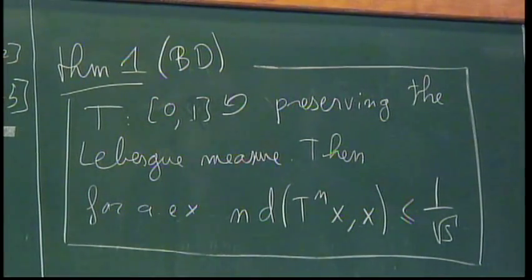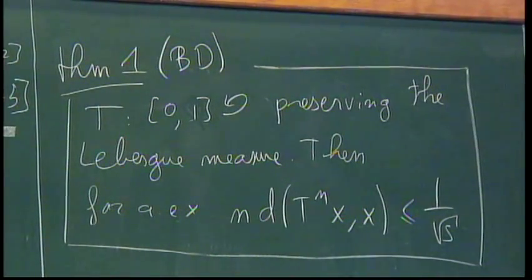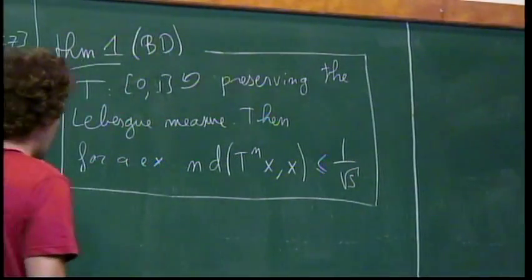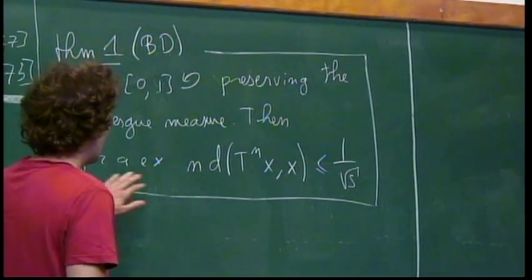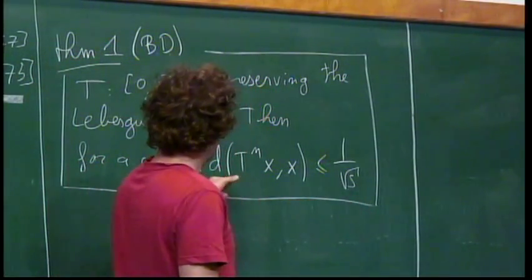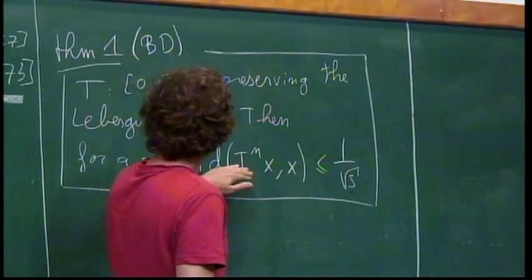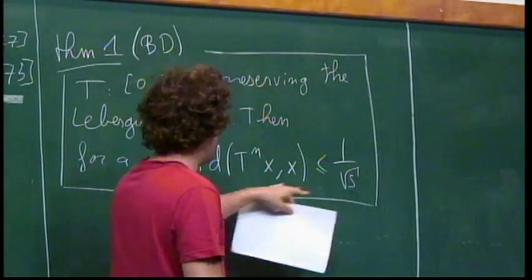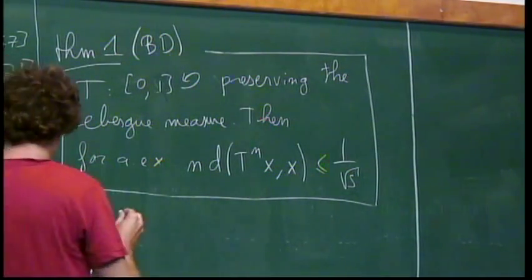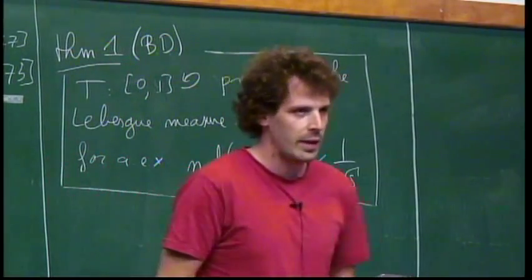And so this is an interesting phenomenon. We do not know anything more about what values can be achieved for any measurable map, just the fact that the worst constant is the square root of 5. And the second result is about interval exchange maps.